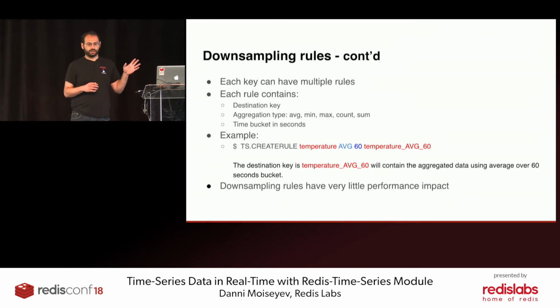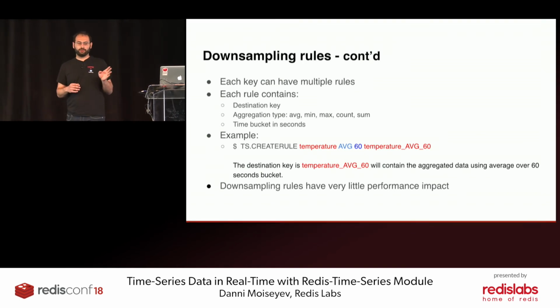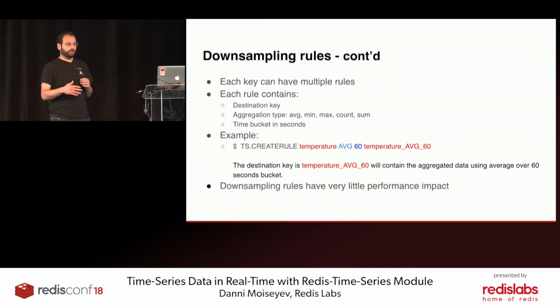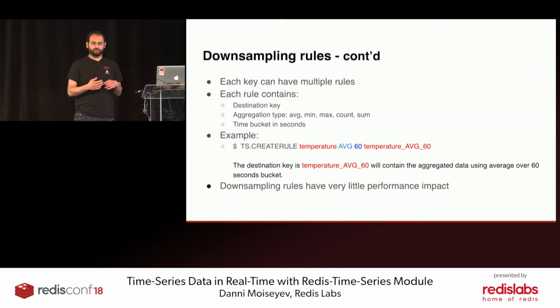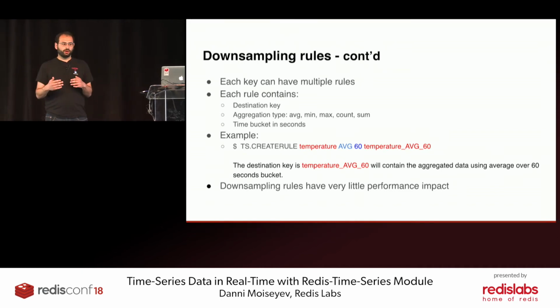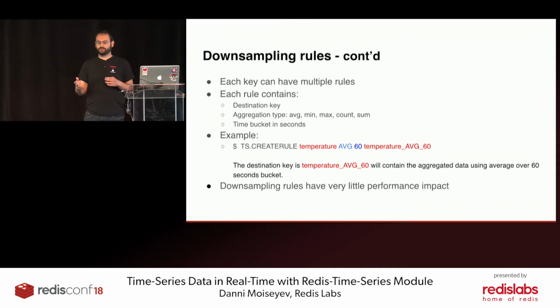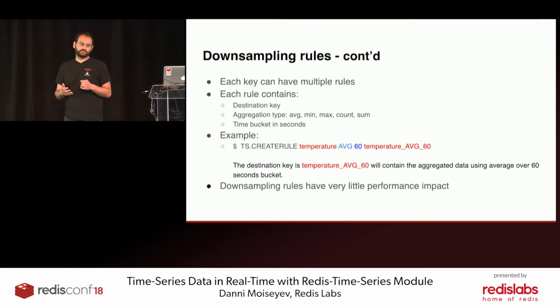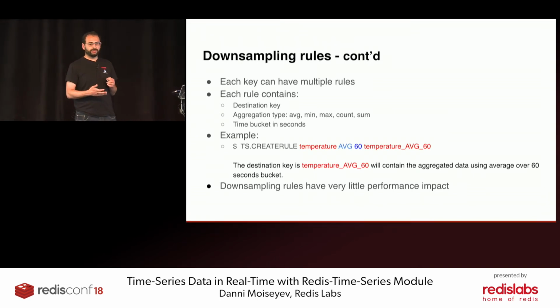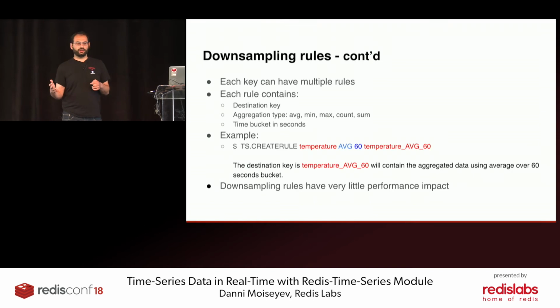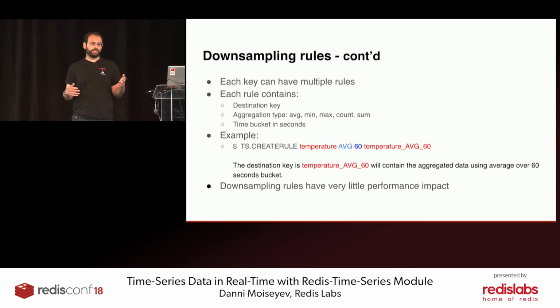The performance impact of the downsample rules is very little. There is some impact, but when you call the TS.ADD command, we only aggregate on the fly. For example, for an average, we only keep the sum and the count. Only when the time bucket of the aggregation is finished do we flush it to your destination key. This allows us to have a very fast ingestion rate, but still have multiple downsampling rules for each key.